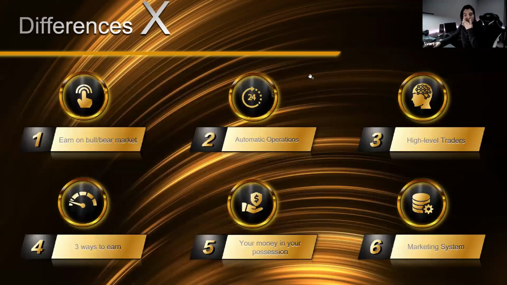So, which are the highlights of Quantum X? This is just a summary of the highlights of Quantum X. You can earn in bull and bear markets. You have automatic operations. The users have to do absolutely nothing. This is copy trading. All the settings are decided by the trader team. So we just put in the amount that we want to work on Quantum X, and all the rest is up to the traders' decision.